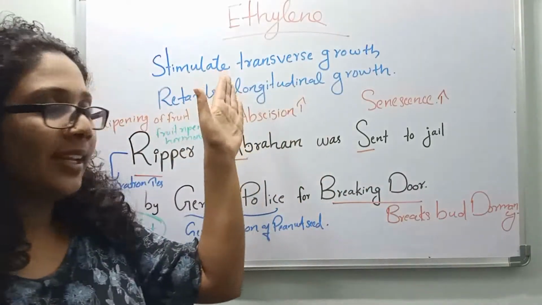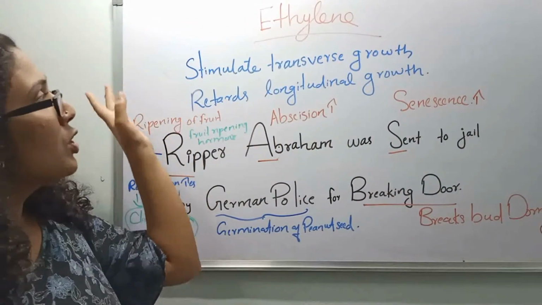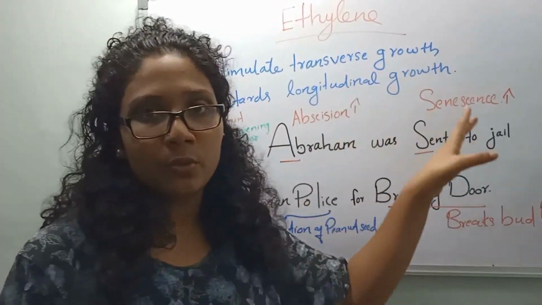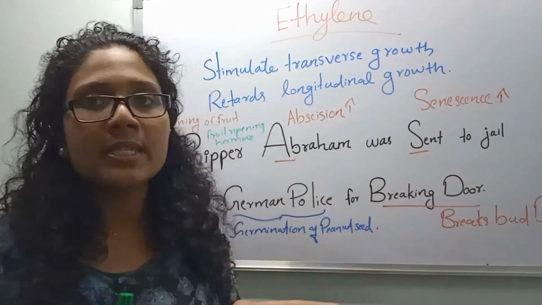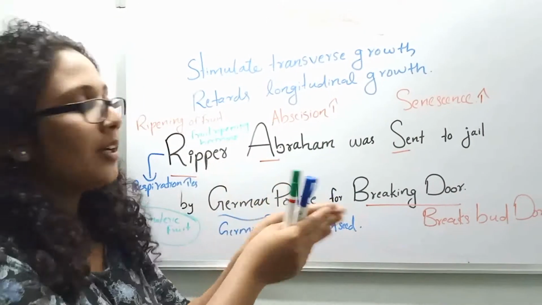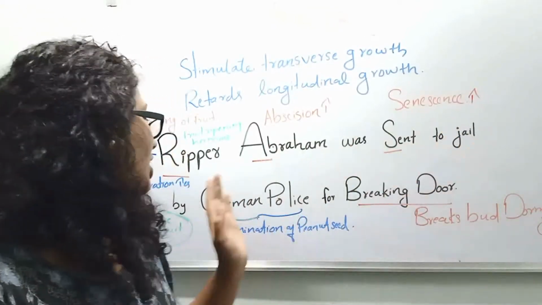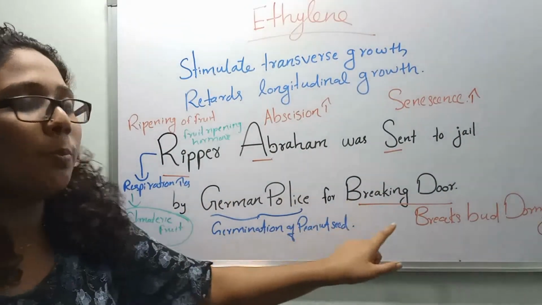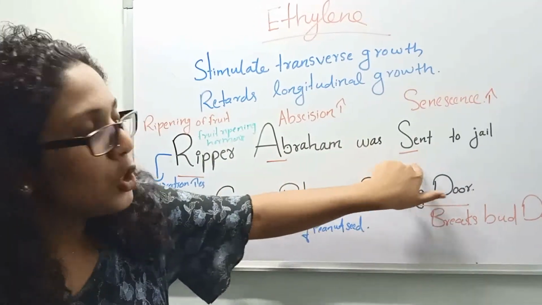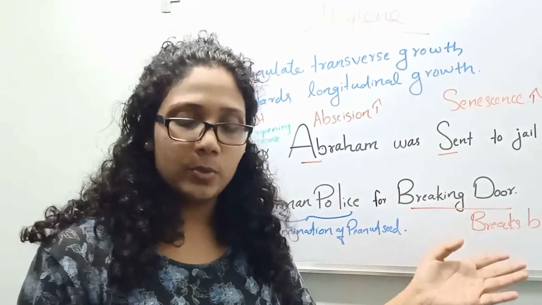Next one is ethylene. It is the only gaseous hormone. Ethylene stimulates transverse growth and retards longitudinal growth. To memorize the important functions of ethylene, here is a mnemonic, or trick: Ripper Abraham was sent to jail by German police for breaking doors.